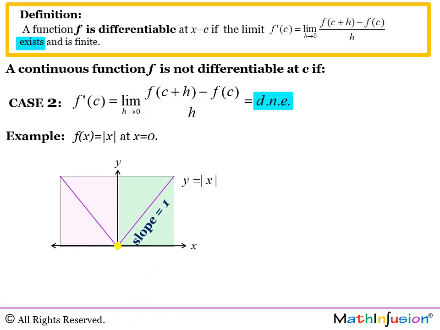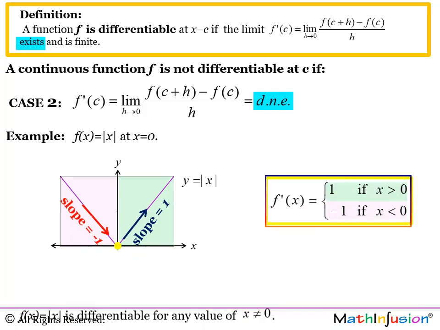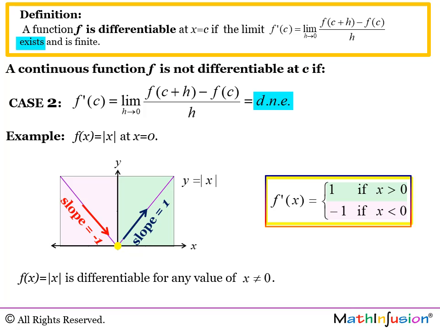Let's now observe the graph of this function. This is the graph of y equals absolute value of x. You can see the sharp corner and you can see immediately that the function is not differentiable at x equals 0. But even more, the slope here is 1 and the slope here is negative 1. So clearly, the derivative of this function is 1 if x is more than 0 and negative 1 if x is less than 0. But at 0 itself, it's not differentiable. But this also shows that the function is differentiable for any value of x except x equals 0.